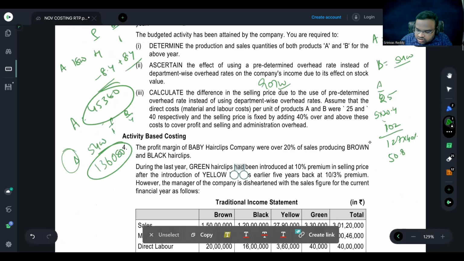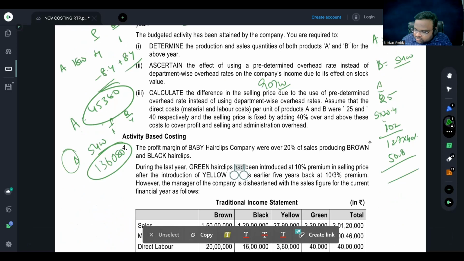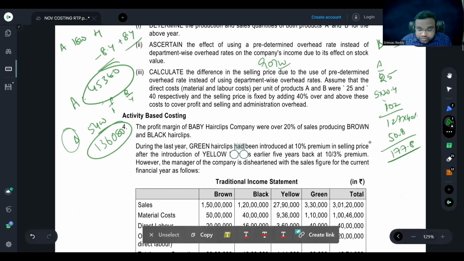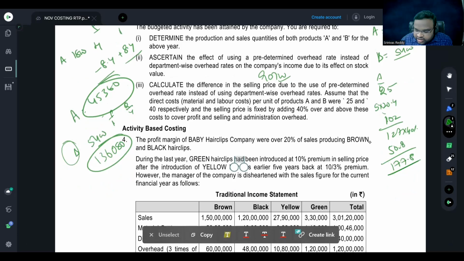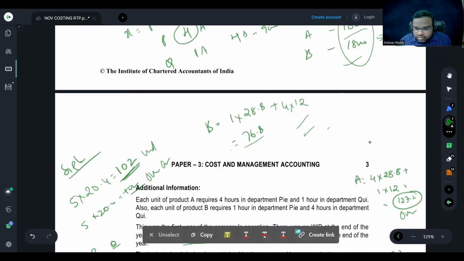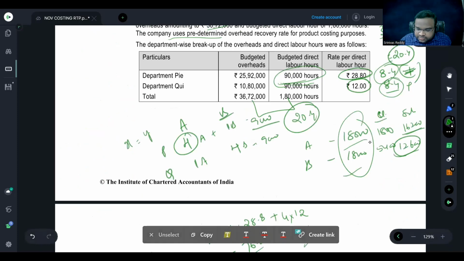So 127 plus 50.8, 177.8 rupees, if it is under the predetermined rate. If I use the department recovery rate, material cost 25. In department P, 4 hours into 28.8, how much am I getting? 28.8.